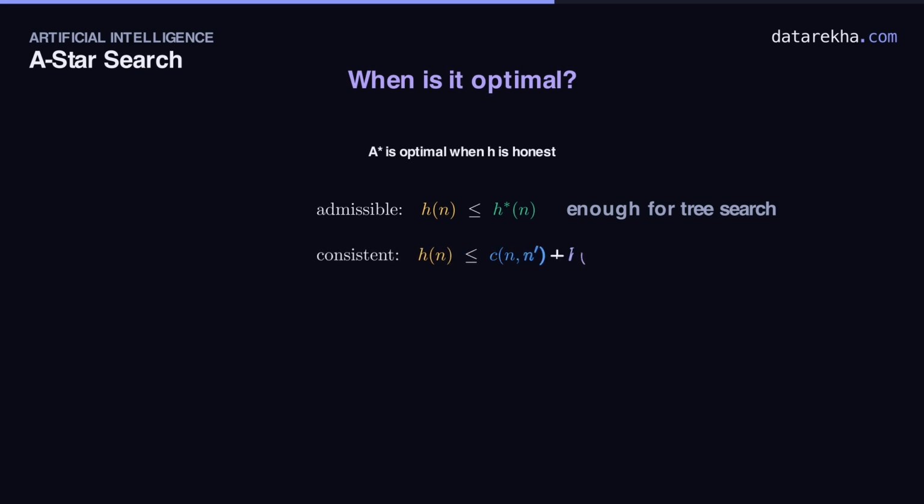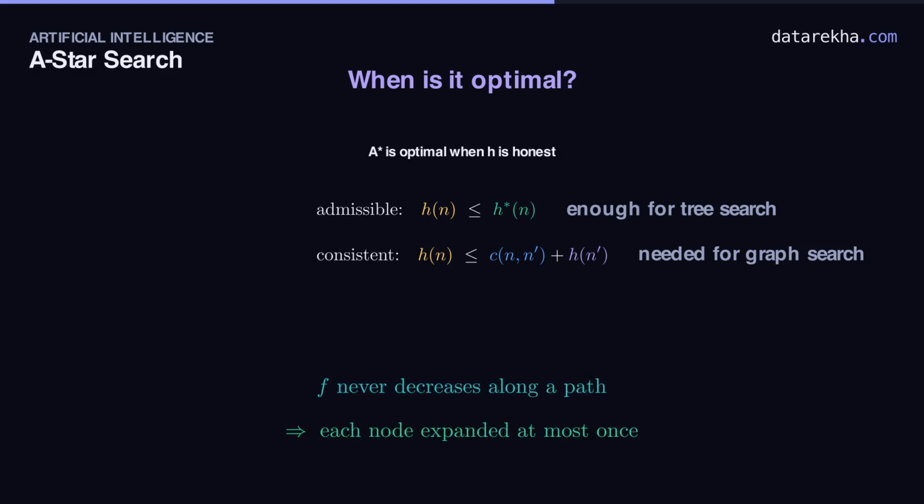Second, consistent, the stronger cousin. On every edge, h of n is at most the step cost plus h of the next node, a triangle inequality. This is what you need for graph search, where nodes can be reached many ways. Consistency buys two things. Along any path, f never decreases, and so once a node is popped, its g is final. A star never re-expands it. Every node at most once.